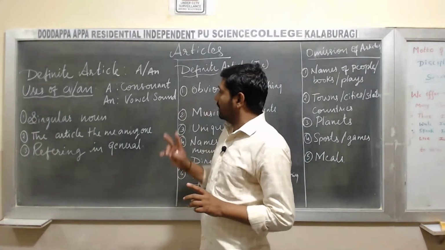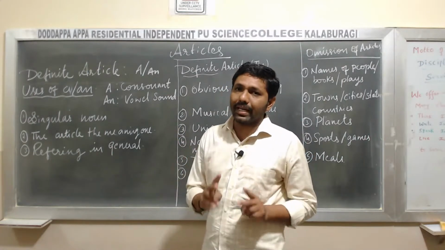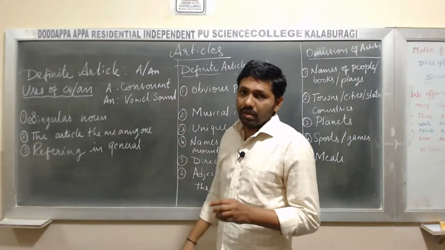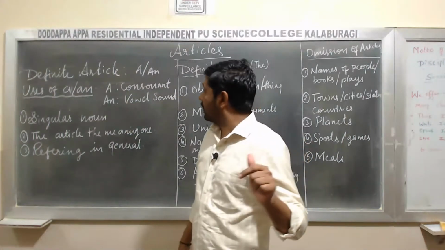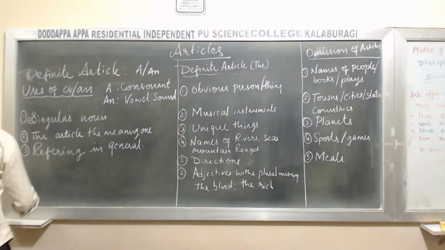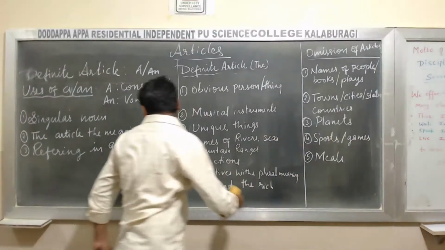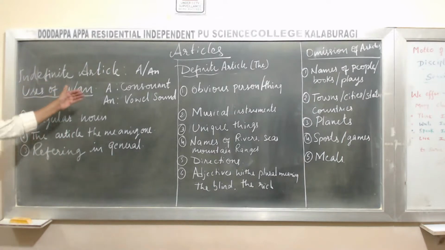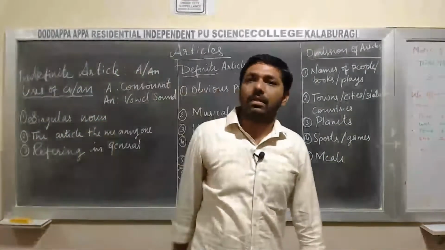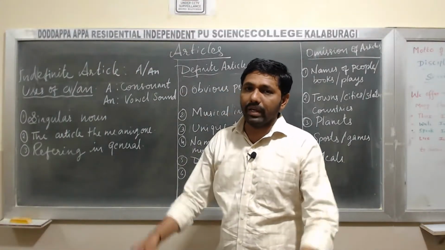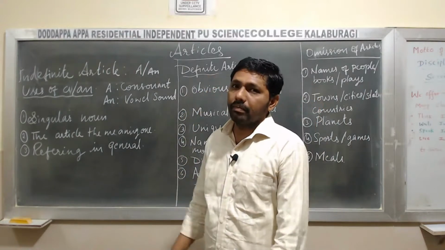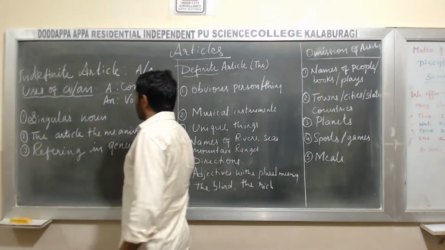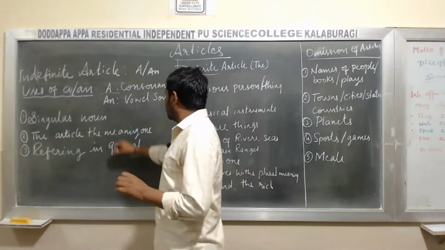So there are two types of articles in English. It is broadly divided into two categories. As you can see here on the board, a and an are called indefinite articles, sorry. A and an are the indefinite articles. Why are they called indefinite articles? They are called indefinite articles because they do not specify any noun in particular. They are always used with a singular noun. A is used with a consonant sound, and an is used with a vowel sound.